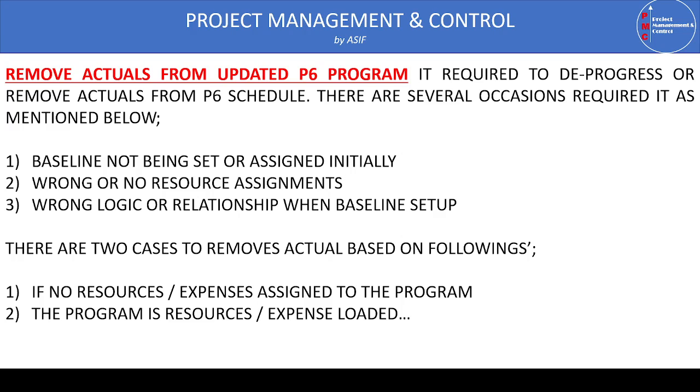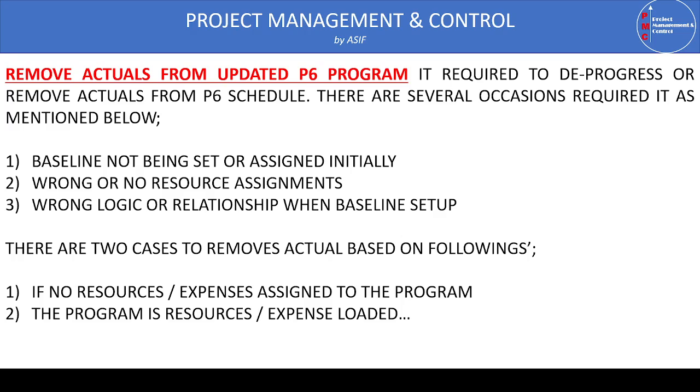So once we need to remove the actual data from the baseline program, there are maybe two cases we encounter. One is that the program is simple, meaning the project is fully detailed, but it doesn't have any resources and expenses. In this case, if there are only a few activities, we can go manually and remove the actuals one by one. But if there are too many activities, we just insert the column for the activity status and change the status from completed and in progress activities to not started, and then just fill the values to all the remaining cells. This is a very easy and straightforward method.